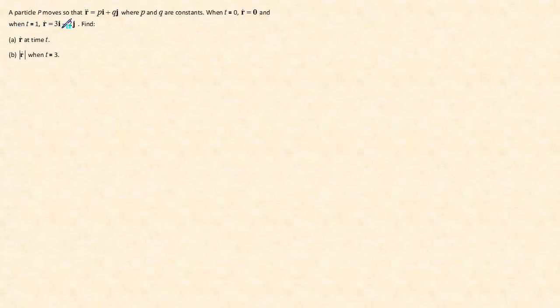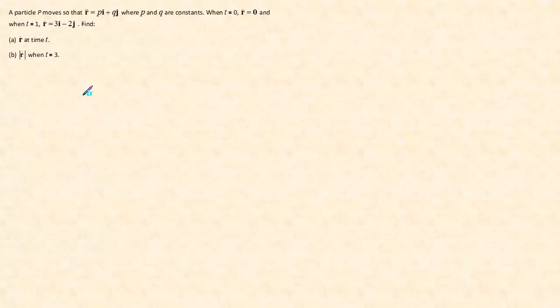A particle P moves so that r double dot is pi plus qj, where p and q are constants. When t is 0, r dot is 0, and when t is 1, r dot is 3i minus 2j. We want to find r dot at any time, and then mod r dot, which of course will be the speed, when t is 3.